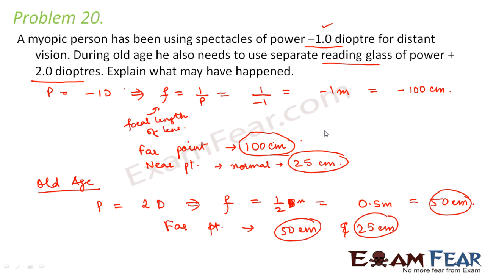So earlier, what was the situation? Earlier, the lens had the capability to make an object clearly visible lying between 100 centimeter and 25 centimeter. But now the lens has the capability to make an object clearly visible if it lies between 50 centimeters and 25 centimeters. So this is the issue which has now taken place. That means now he is suffering from presbyopia, which arises due to the lesser flexibility of the eye lens. Let us look at the next problem.